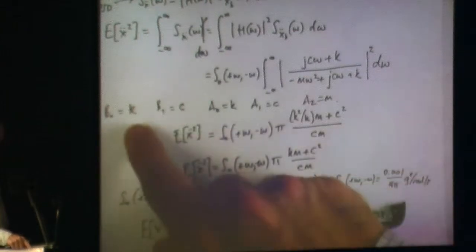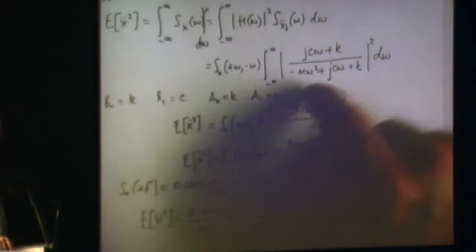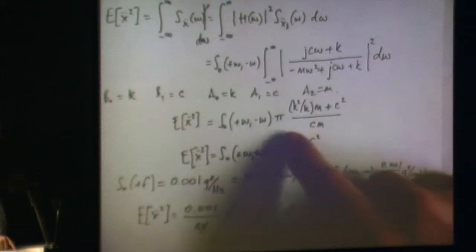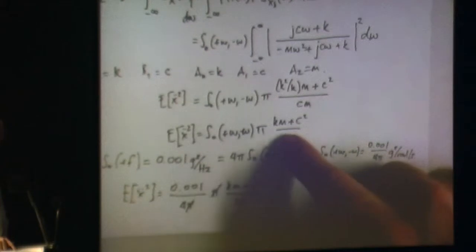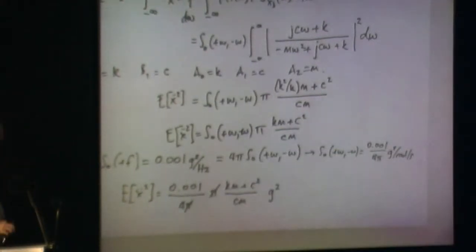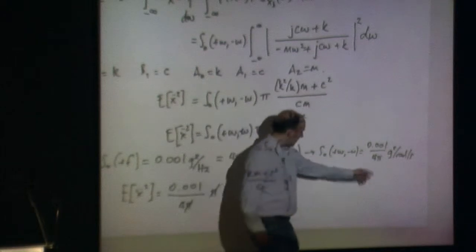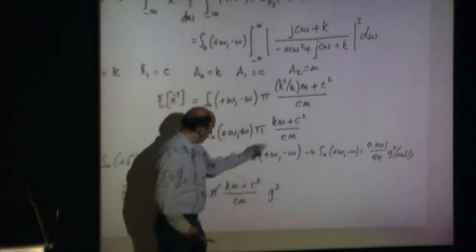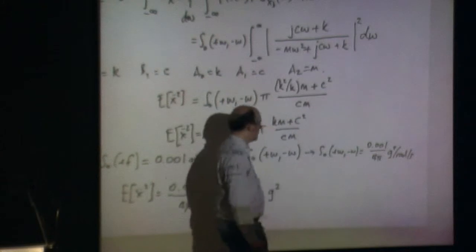Using the identity, we know that B0 is k, B1 is c, A0 is k, A1 is c, A2 is m. So I plug them into my solution and I get this times the input. Okay, so my input times this. Obviously that's simplified. Now to work out this input in terms of radians per second, I need to convert it from g squared per hertz into g squared per radians per second. And so that relationship is that this equals this. So I take my value here, divided by 4 pi, I get it in terms of radians per second.